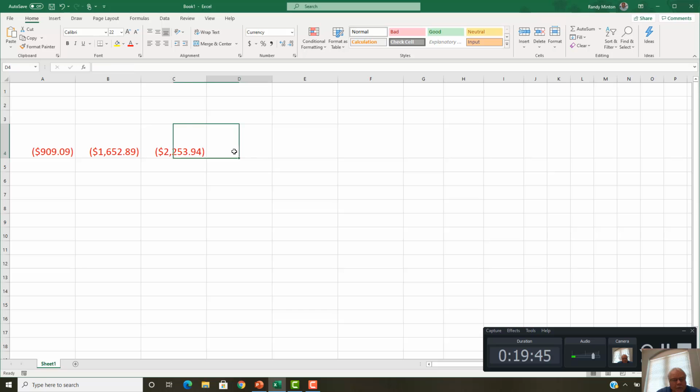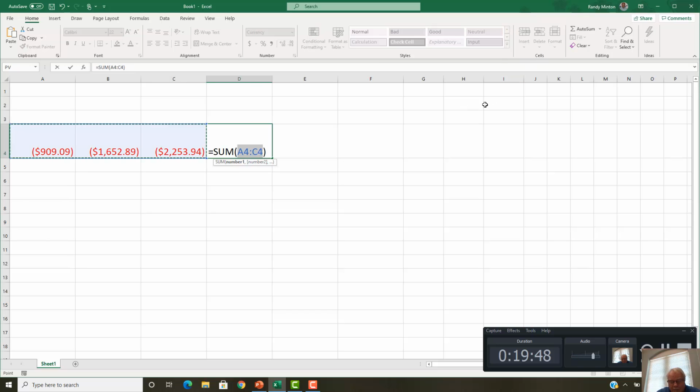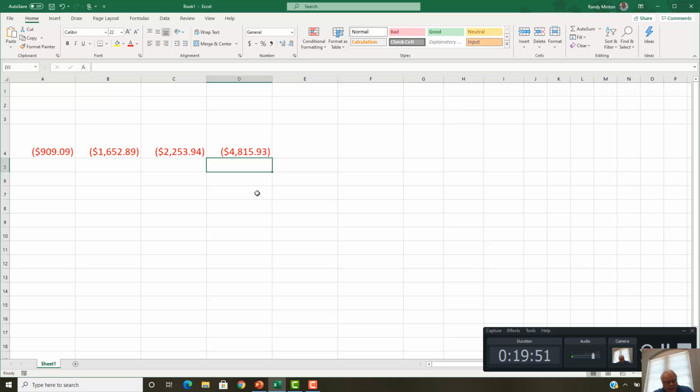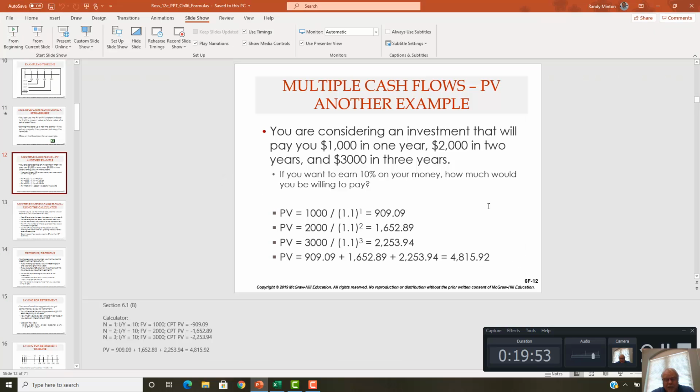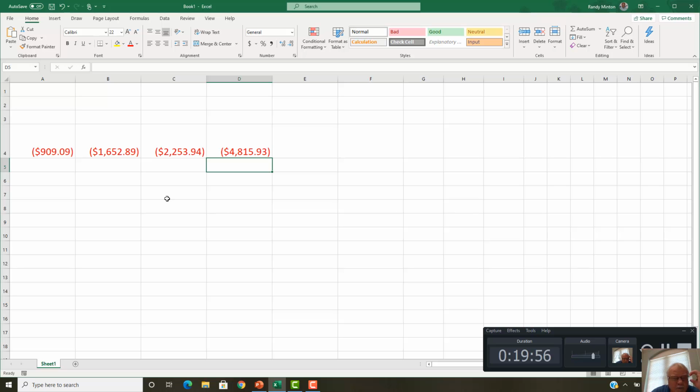And so when we add those all together, if we've done it correctly, 4815.93. 4815.92. So there's a penny difference, and I'm not quite sure why that is, but I'm not going to worry about it. So you can see now that in order to be able to pull out $1,000 at the end of year one, 2,000 at the end of year two, and 3,000 at the end of year three, you're going to have to put in $4,815.93 today. Okay, so that's what that's telling you.